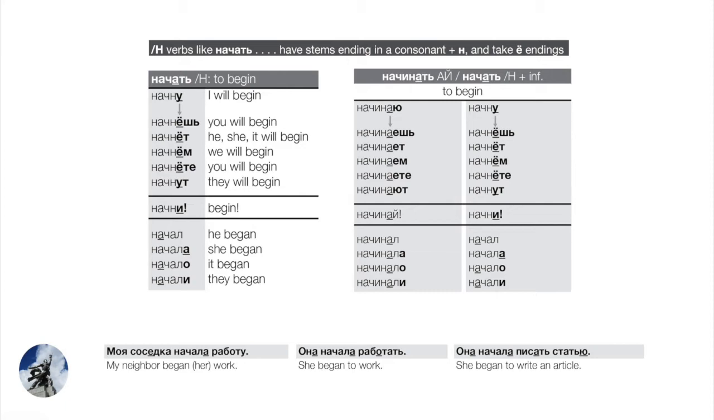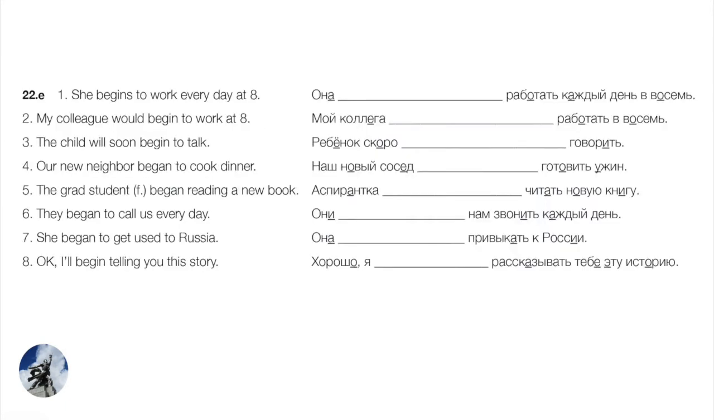Or with an infinitive, она начала работать. She started to work. She began to work. Infinitive. Она начала писать статью. Okay, she began to write an article. So in this case, the статью, that's the direct object of писать, right, our infinitive. Okay, so let's translate, fill in a few more blanks again, thinking about tense, aspect, and all that stuff.